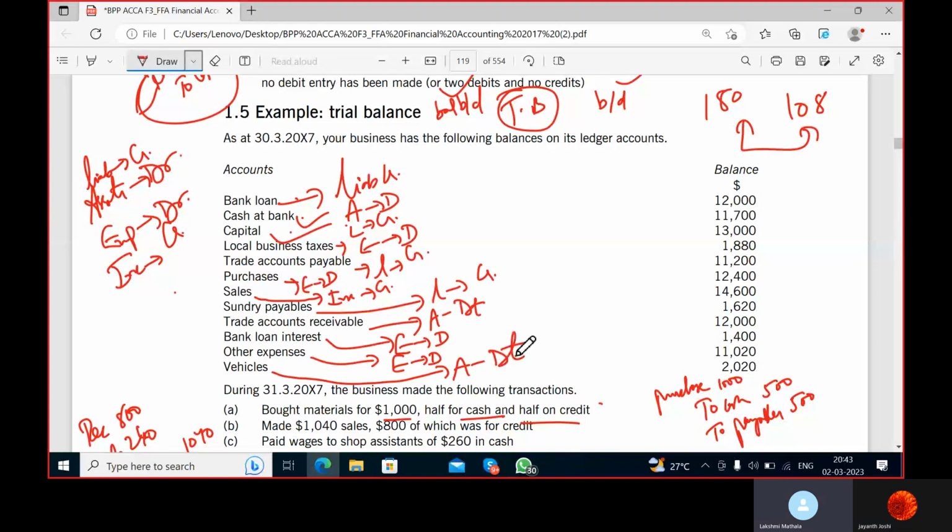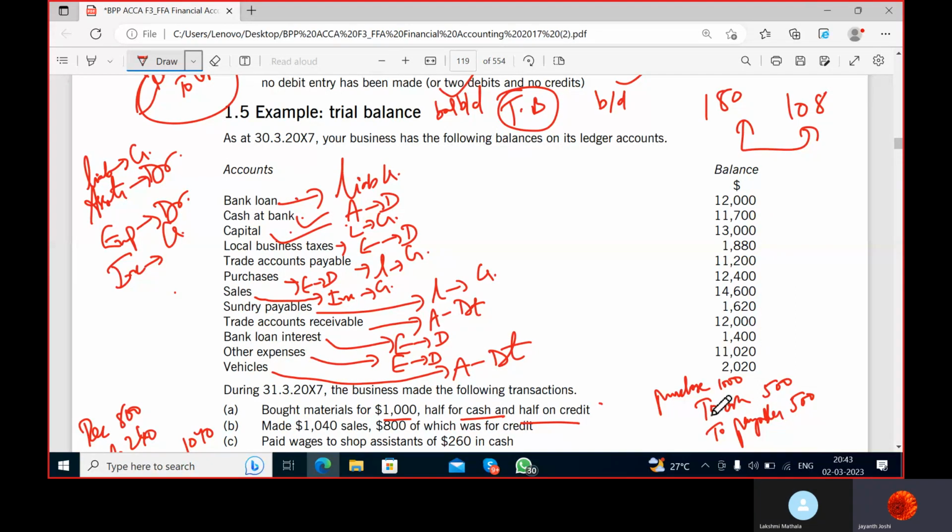Other expenses are expenses, debit. Vehicle is an asset, debit. Correct, sir, or wrong? Bank loan interest, would it be treated like we're getting it or we're paying? No, we are paying it. How can you get it? Are you a banking company? They did not say this is a trial balance of a bank. No, sir. So we'll put all the balances.